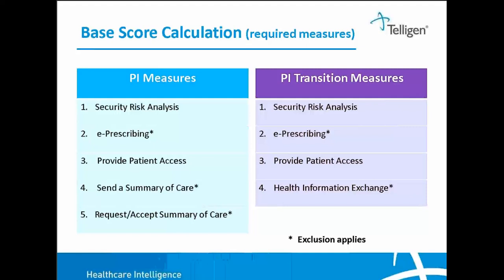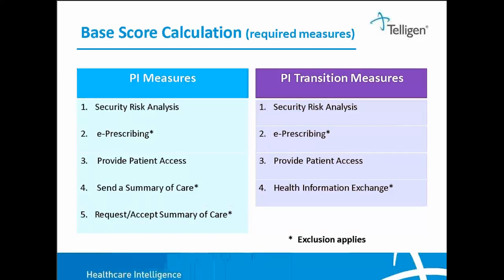So let's talk about each of these components for just a minute. For the base score, you need to meet all the requirements of the base measures in order to receive the 50 points. You'll have to submit a yes for the security risk assessment measure, and at least one in the numerator for the numerator-denominator of the remaining 3 or 4 base measures, depending on which options you select. So all measures must be met for this measure set. Otherwise, the entire PI category is assigned a 0. This slide just shows you the 5 base measure requirements for the PI set, and then the 4 for the transition set.